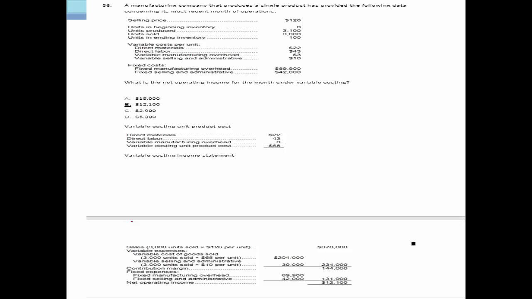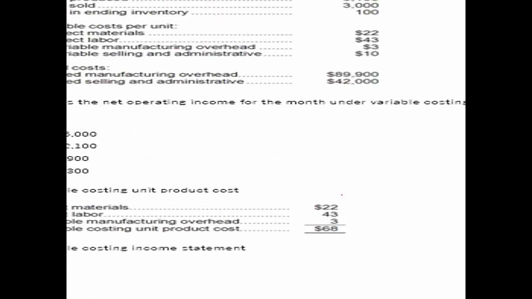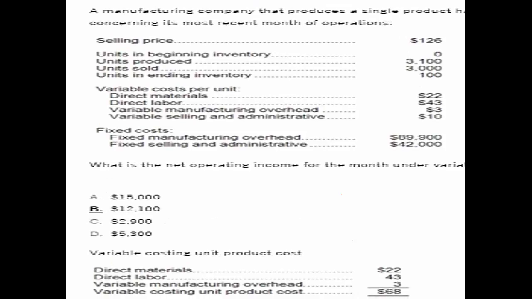Okay, let's see if I can make this a little bigger up here. Might have to move it around, but at least we can see it better. Okay, so we're sitting here.